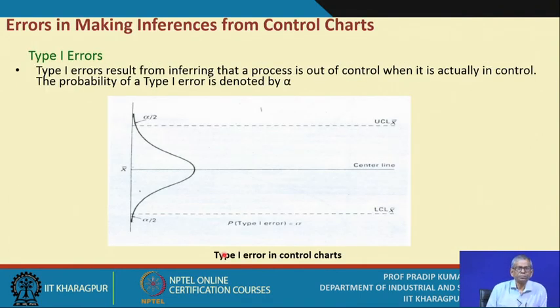So now, you are trying to control the process, and the desirable condition that you ask for in a process is the in control condition, or in control state.